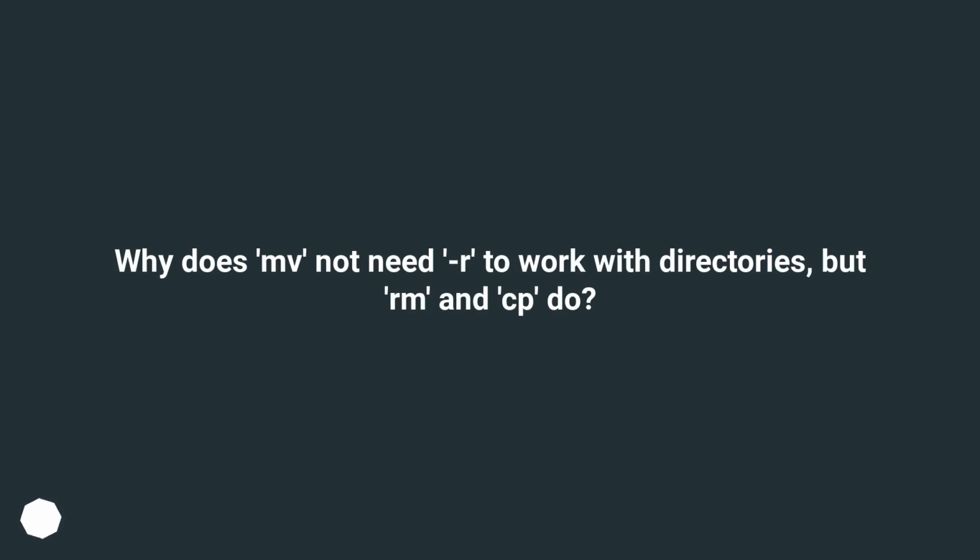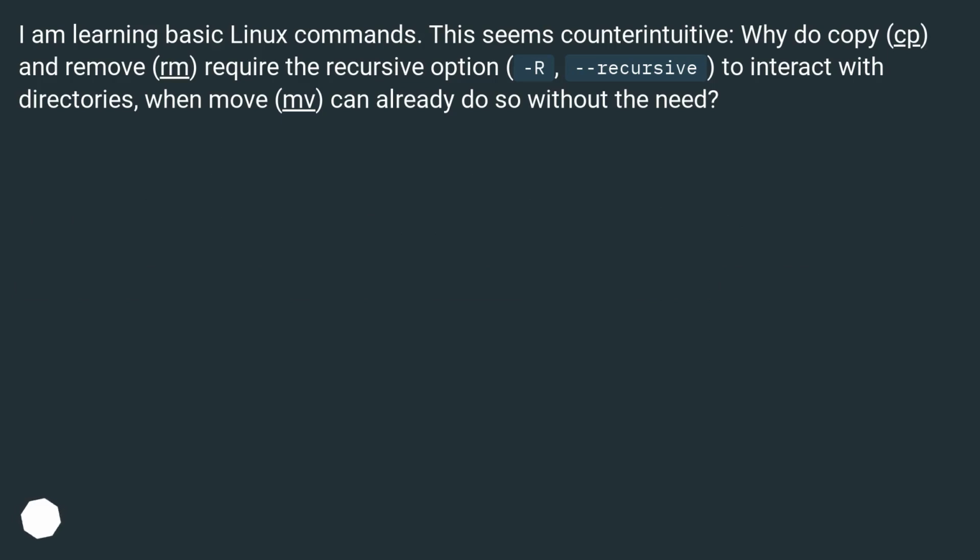Why does MV not need -R to work with directories, but RM and CP do? I am learning basic Linux commands. This seems counterintuitive. Why do copy, CP, and remove, RM, require the recursive option, -R, to interact with directories, when move, MV, can already do so without the need?